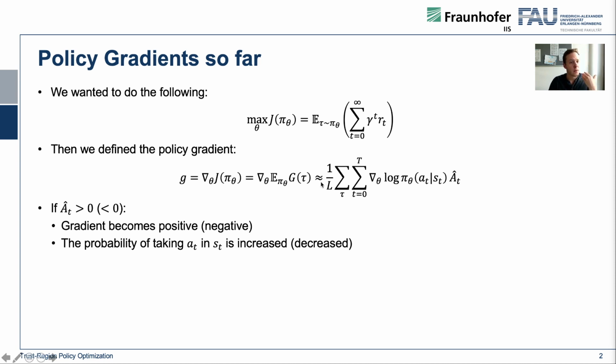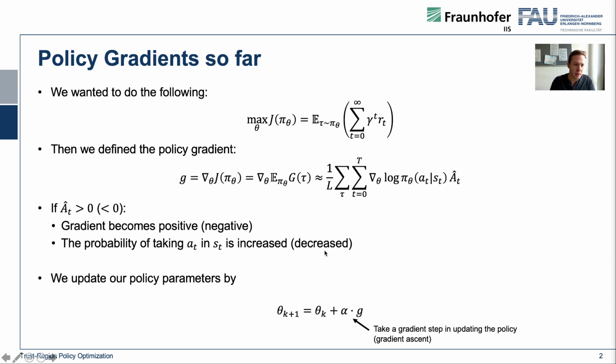When the advantage function is positive, the gradient becomes positive and we want to increase this function, and in turn the probability of taking action AT in ST is increased. Respectively, if the advantage function is negative, the gradient also becomes negative and the probability of taking this action AT in ST is decreased.